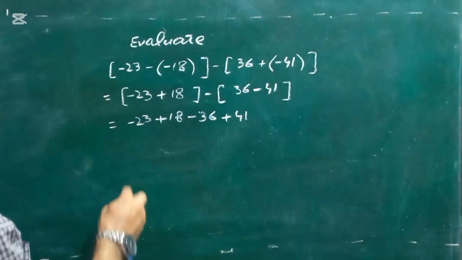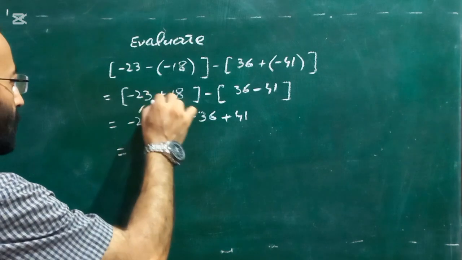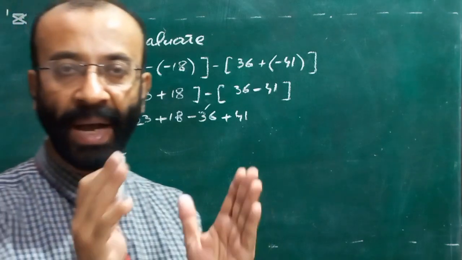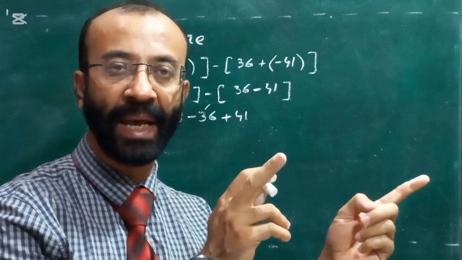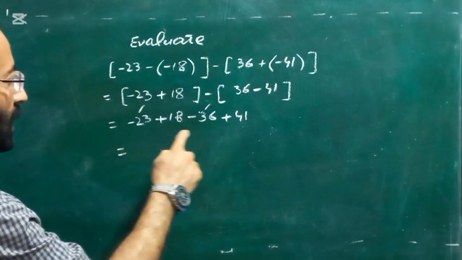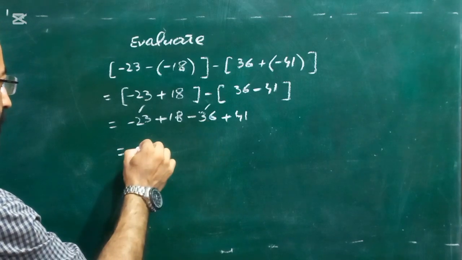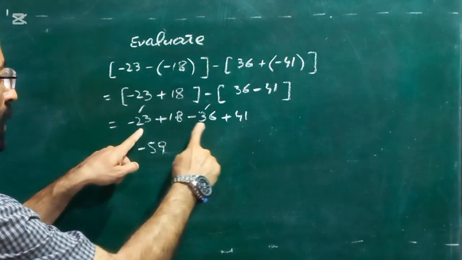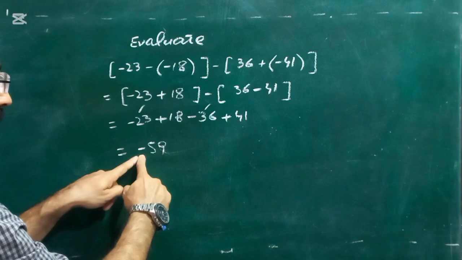So this is the step now. At this stage we will solve the values. So these two values have minus signs, so minus values will be added separately and positive values will be added separately, but the sign will be, for example, minus 23 minus 36, answer will be minus 59. So these two values are added, but the sign will be negative because both values have minus signs.